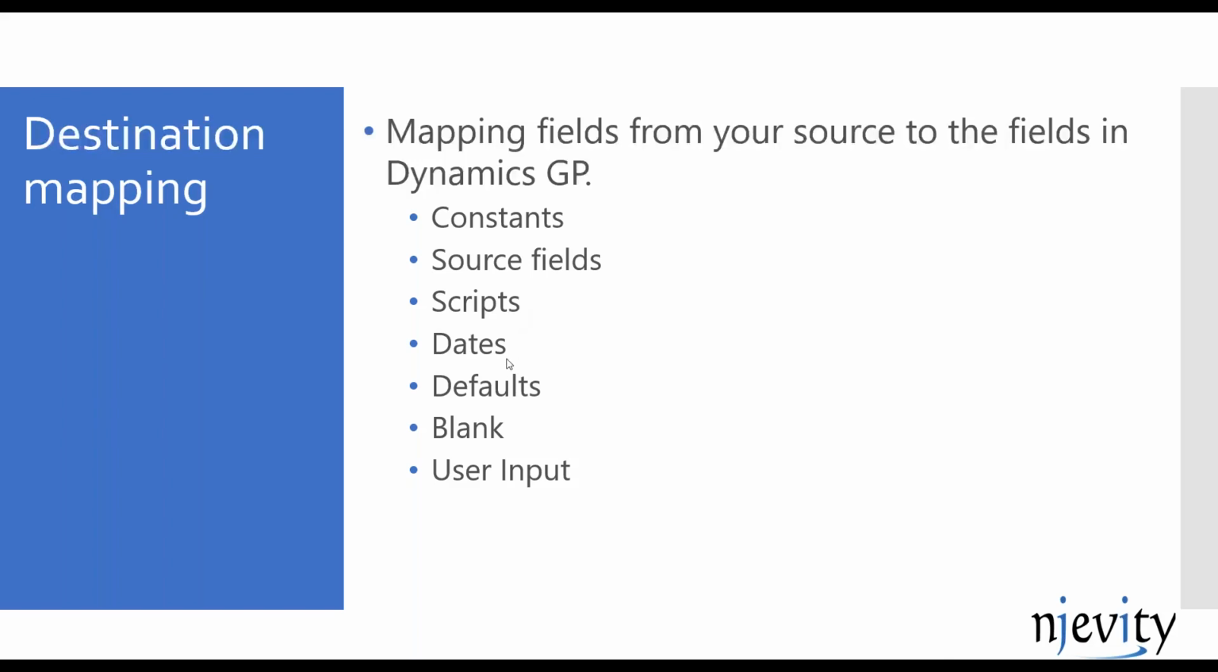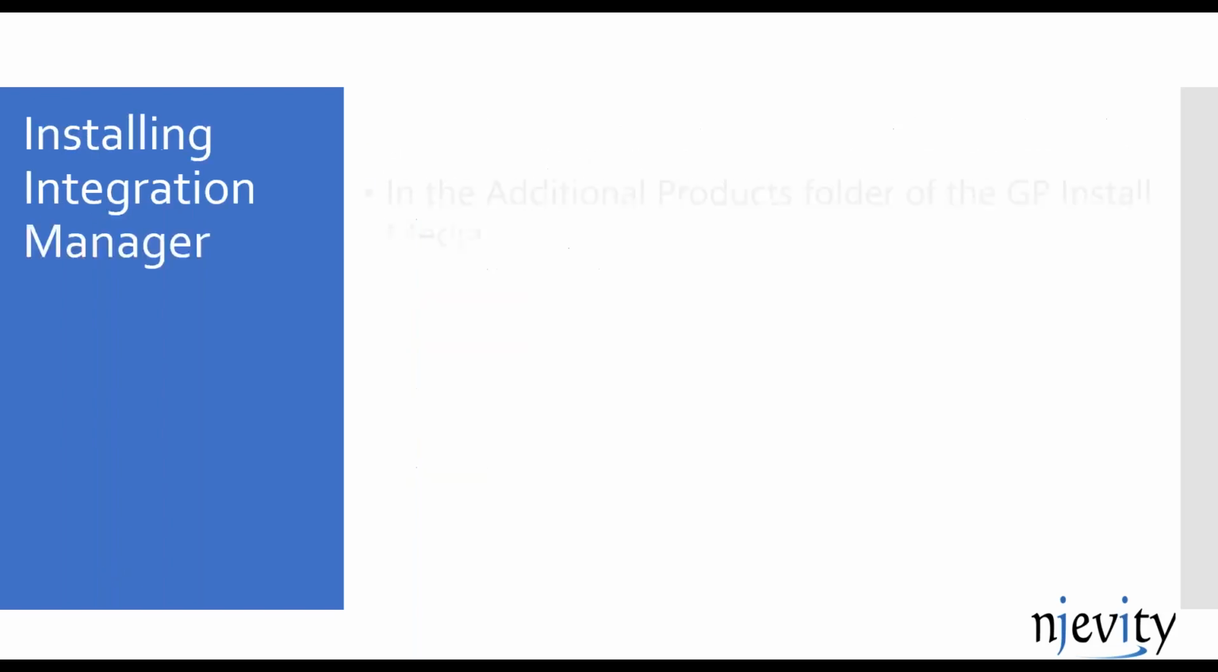You can use scripting, as we discussed a little bit ago, to add more complexity to your integrations. You can have dates, so system dates, current dates. You can have defaults, so the default within GP. Just like if you were keying in an AP transaction, if you want whatever is the default inside of that window to show up, then you can use that. You can have it be blank, and then you can also have user input. We're going to walk through those here in just a few minutes.